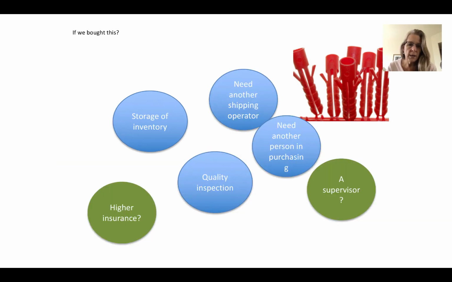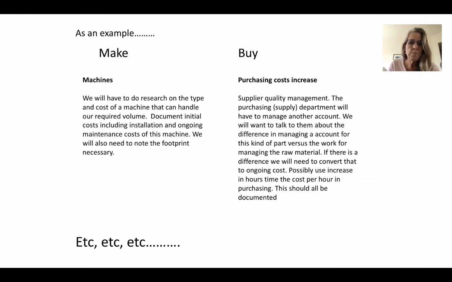And then if we bought it, what are all the ongoing costs associated with that? Do we have to store the inventory, the items we're purchasing? Do we need another shipping operator? Is there going to be quality inspection when things arrive? Do we need another person in purchasing because we're going to be purchasing more volumes of things? And again, the overhead aspects of, do we need a supervisor or do we need higher insurance?